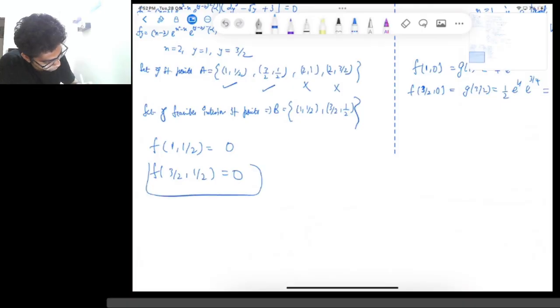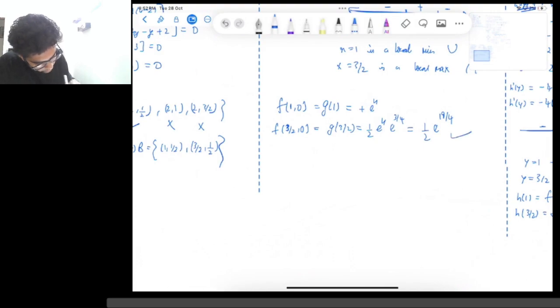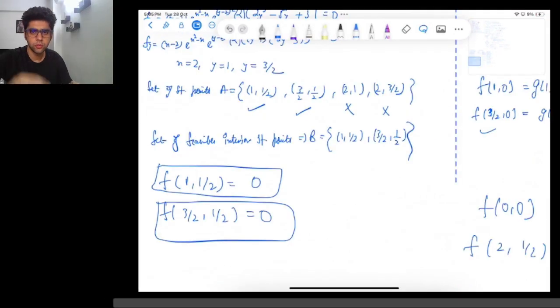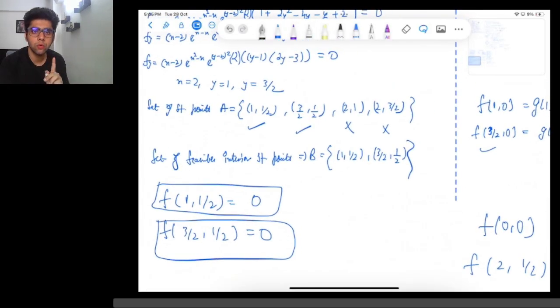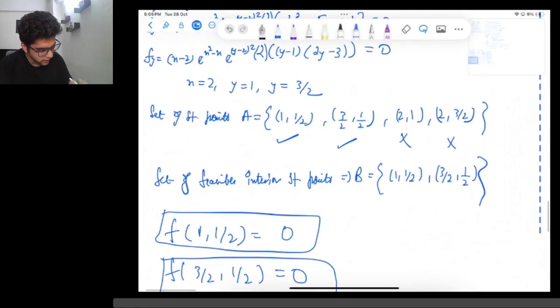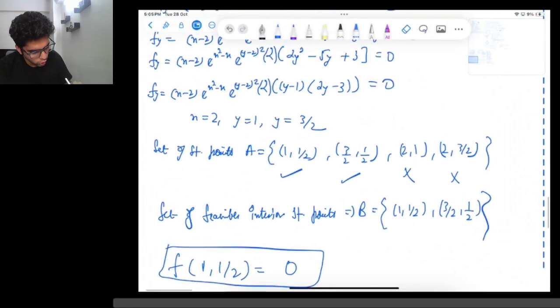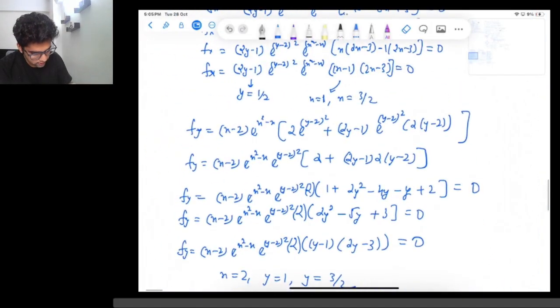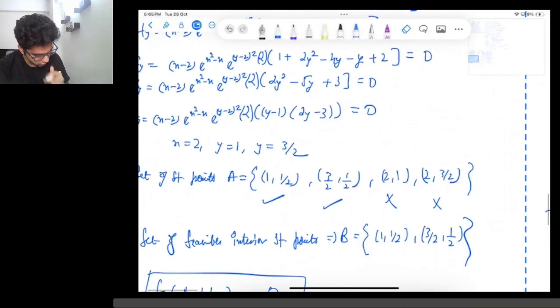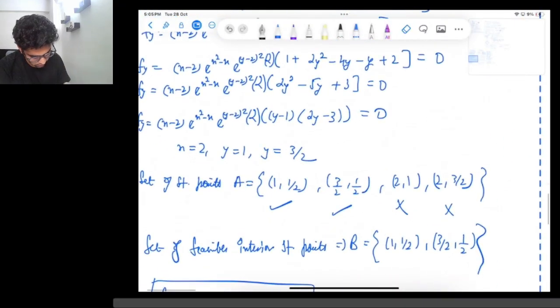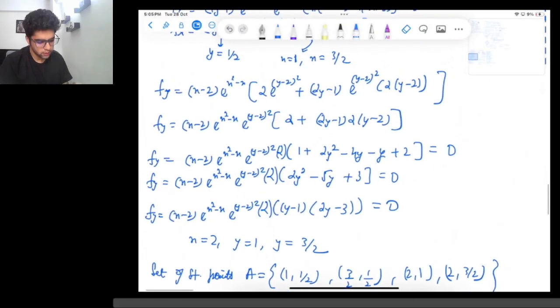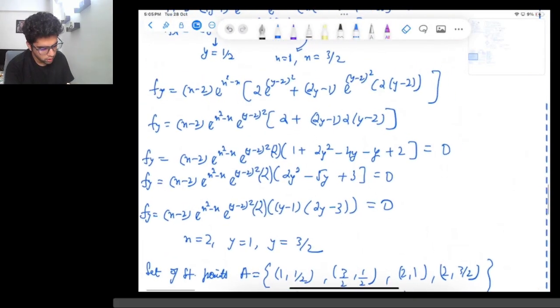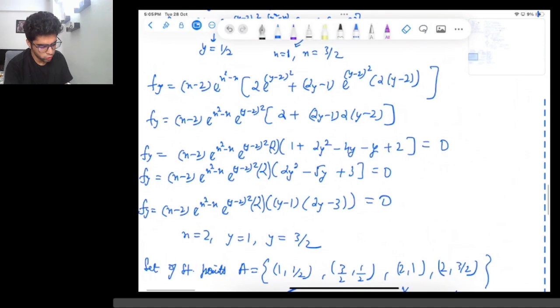So this is one of my points, and now we have found all of the points, right? So I need to correct myself once. One point that I missed in this set of stationary points was 2 comma half. 2 comma half was one more combination that I missed, right? So I need to take one more combination, 2 comma half and 3 by 2 comma 1.